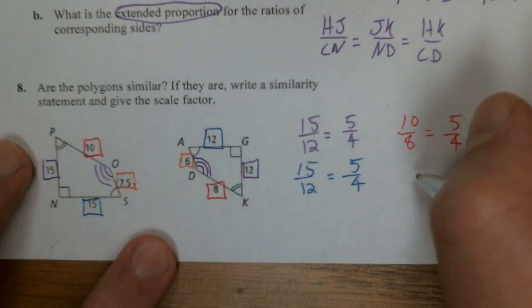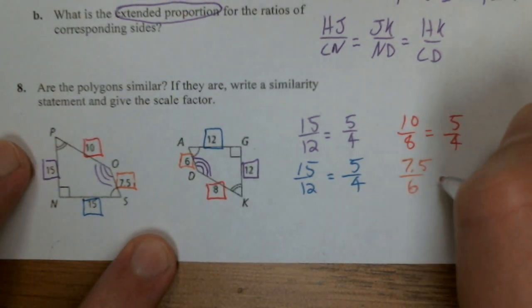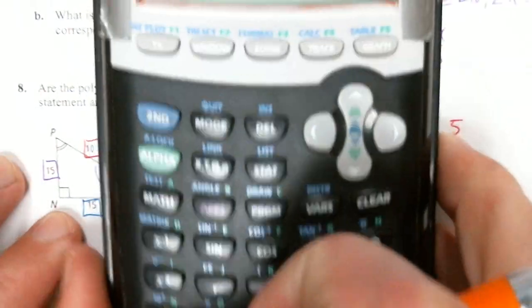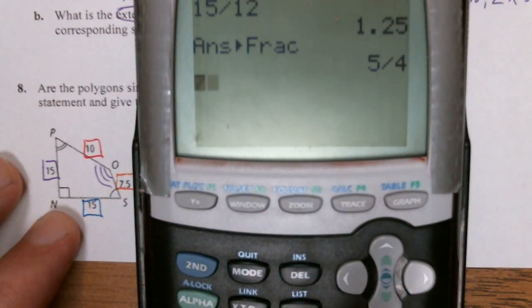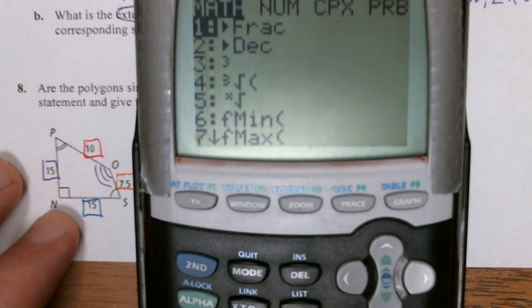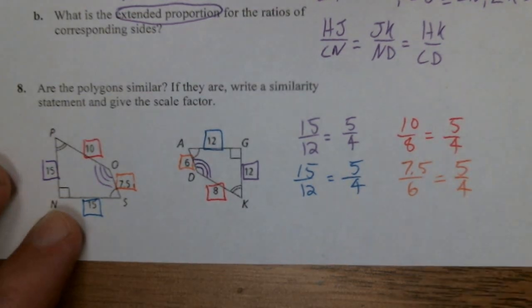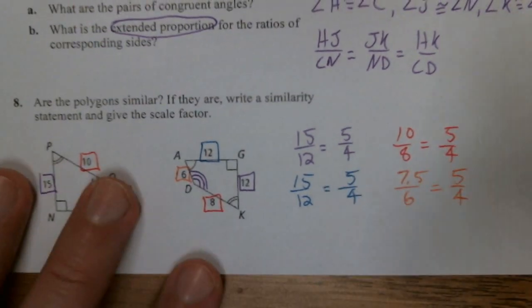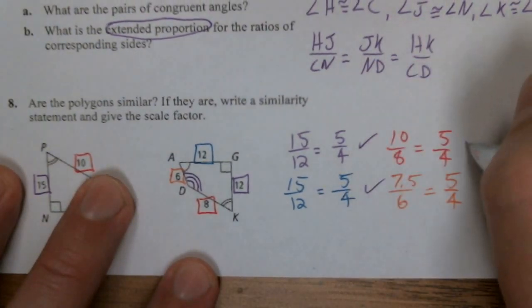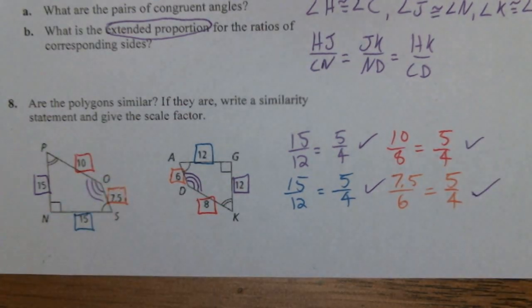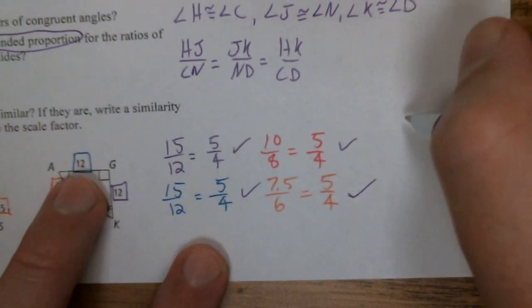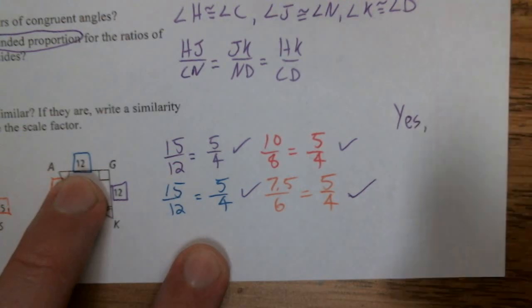And then the last one I'll do in beautiful orange color, and that's going to be the 7.5 is going to match up with the last number, which will be the 6. So what is 7.5 divided by 6? That's not going to be easy to do in your head, so we do need the calculator for that. 7.5 divided by 6. Go math, fraction, enter, enter. Oh, lo and behold, they're all 5/4. Okay, so they all match. They all check. All the angles match up, so yes, these two polygons are similar.